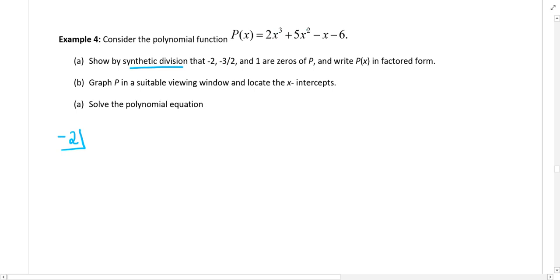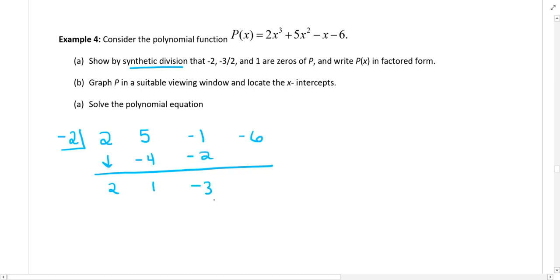So we go x cubed, x squared, x, and then our constant. So we have a 2, 5, -1, -6. Let's see, bring down the 2. 2 times -2 is -4. 5 minus 4 is 1. 1 times -2 is -2, -1 minus 2 is -3, -3 times -2 is positive 6, and we get 0. Okay, so that works for -2.